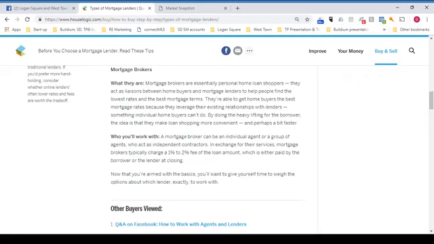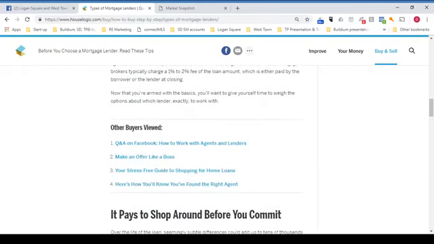By doing the heavy lifting for the borrower, the idea is that they make loan shopping more convenient and perhaps a bit faster. Now, who will you work with? A mortgage broker can be an individual agent or a group of agents who act as independent contractors in exchange for their services. Mortgage brokers typically charge a 1 to 2% fee on the loan amount, which is either paid by the borrower or the lender at closing.